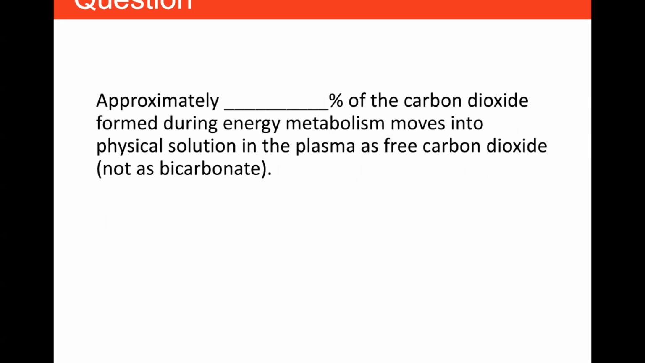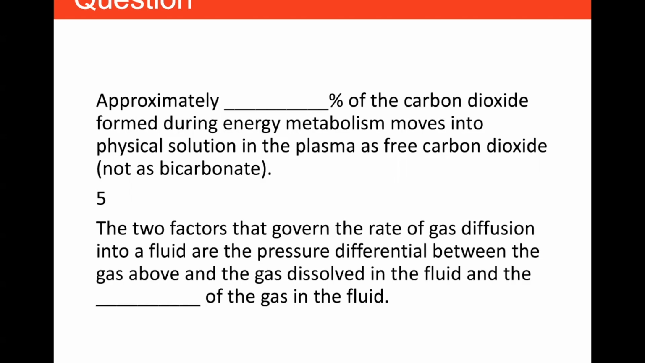All right, approximately what percent of carbon dioxide is free in the plasma as opposed to bound to carbamino compounds or converted as bicarbonate? And this one is important. 5%, right? 20% is carbamino, 60 to 80 is bicarbonate. Is totally different from hemoglobin, which is pretty much 99% bound by oxygen.